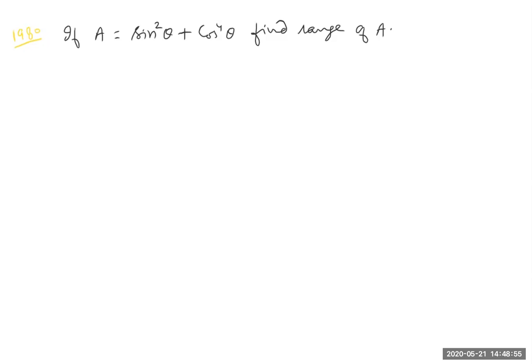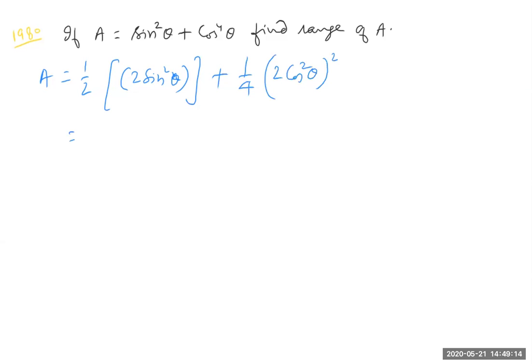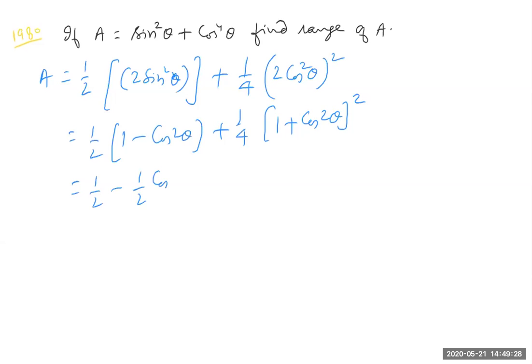So this A is equal to, first I will multiply by 2. Now 2 sine square theta plus 1 upon 4, this is the 2 cos square theta whole square. So this is equal to 1 upon 2. 2 sine square theta is 1 minus cos 2 theta plus 1 upon 4. This is 1 plus cos 2 theta whole square. So this is 1 upon 2 minus 1 upon 2 cos 2 theta plus 1 upon 4 plus 1 upon 2 cos 2 theta.